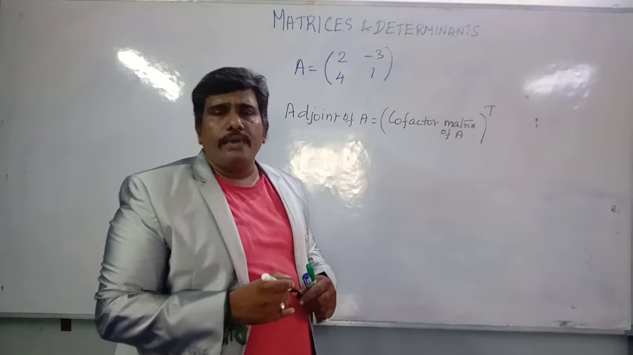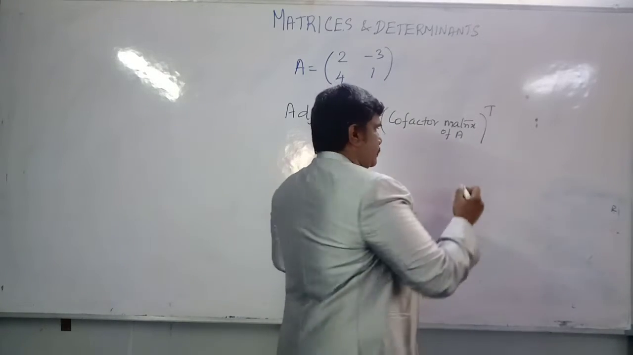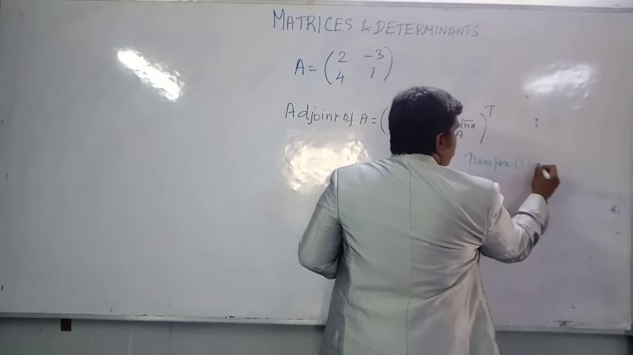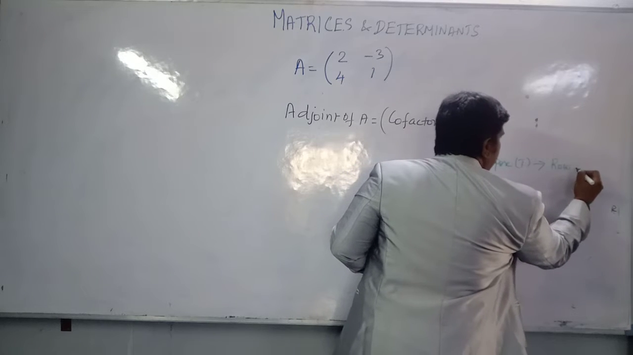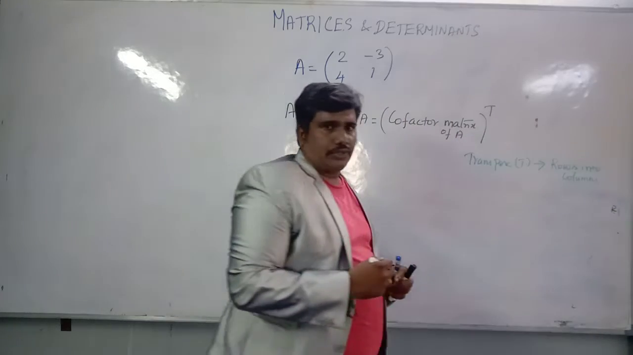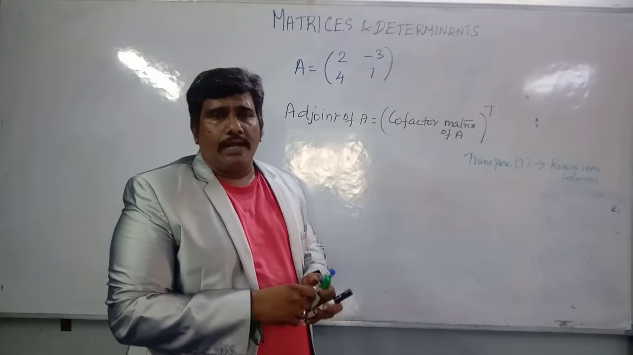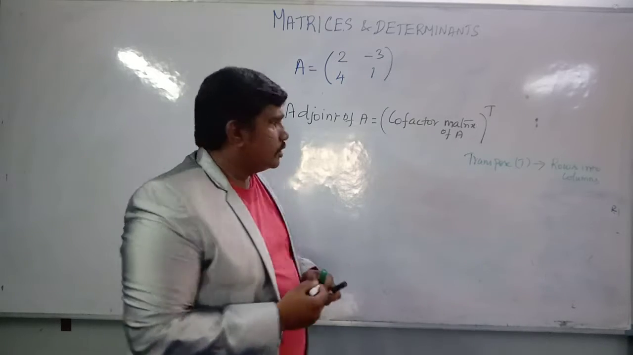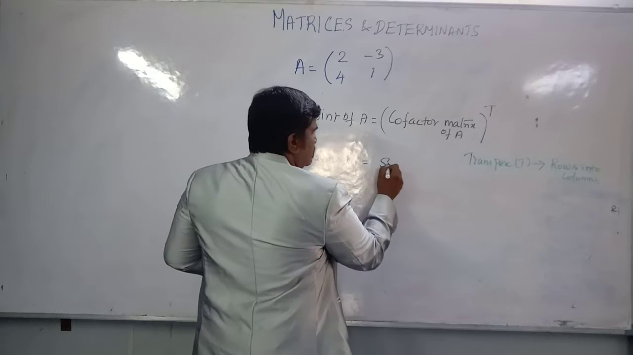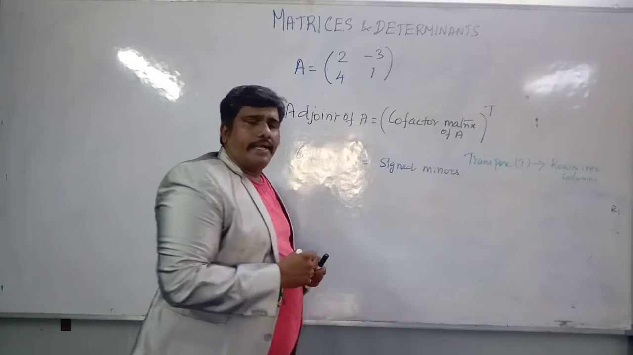Okay, so what do you mean by transpose? Transpose is nothing but writing rows into columns. This transpose, which I am denoting T, is just writing the rows into columns or columns into rows. Here, how to find the cofactor of a matrix and what do you mean by cofactors? Cofactors are nothing but the signed minors.